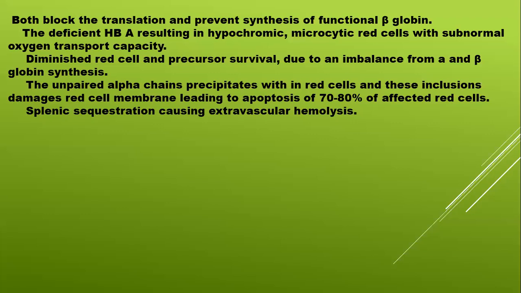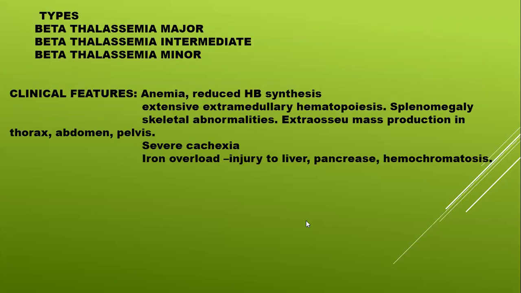The unpaired alpha globin chains precipitate within the red cells, and these inclusions damage the red cell membranes, leading to apoptosis or cell death of 70 to 80% of the affected red cells. Then splenic sequestration also causes extravascular hemolysis. Types of beta thalassemia: beta thalassemia major, intermediate, and minor. Major is the most severe form.